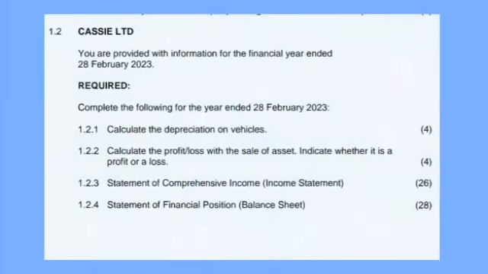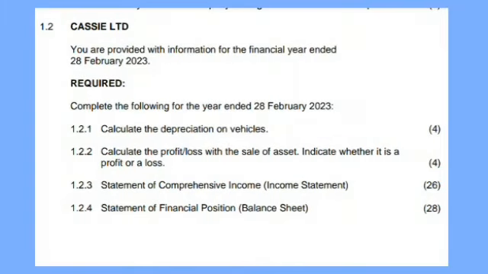Are we able to cover them, and are we able to cover them on time without incurring any penalties? 1.2 is where we get into our financial statements for KC Limited. You are provided with the information for the financial year ended 28 February 2023. In the required, they say complete the following for the year ended 28 February 2023, starting with 1.2.1, which wants you to calculate depreciation on vehicles.